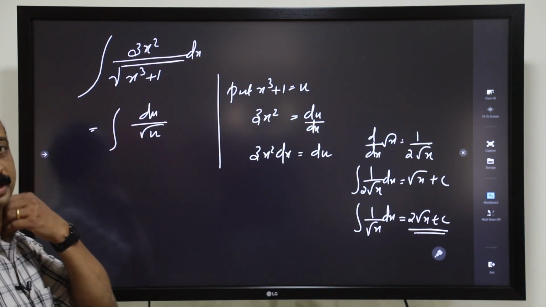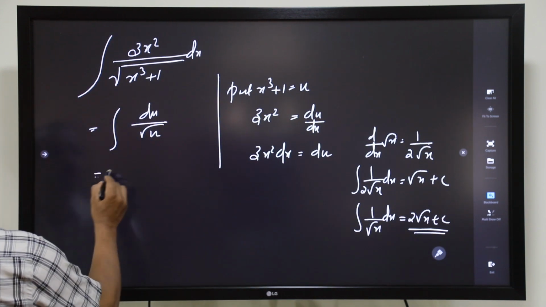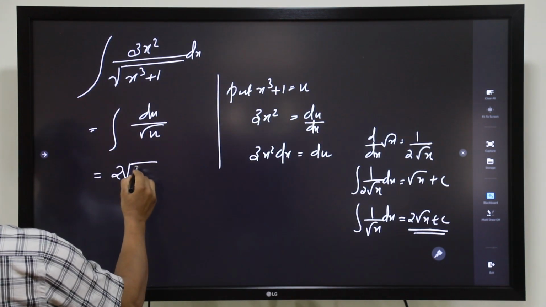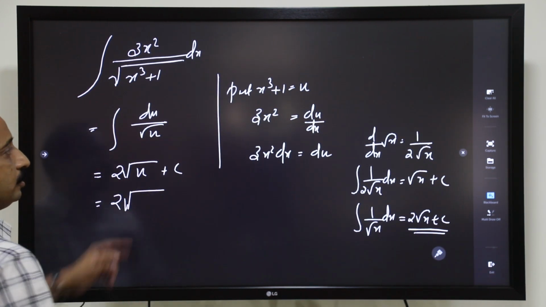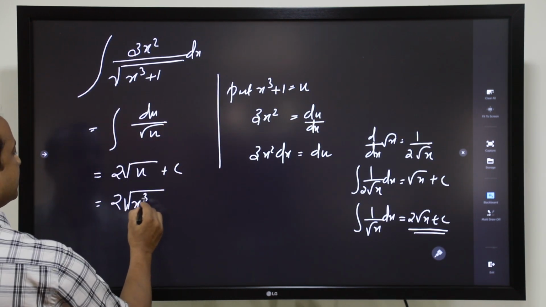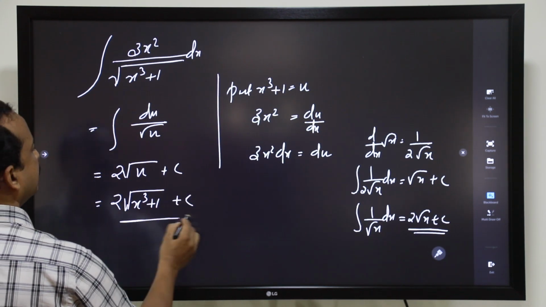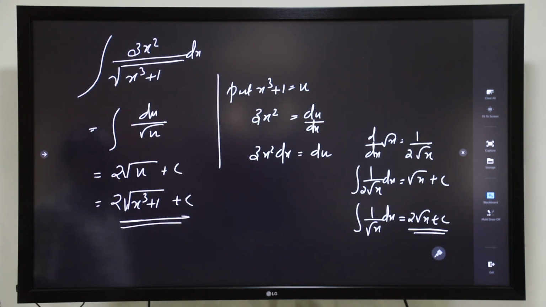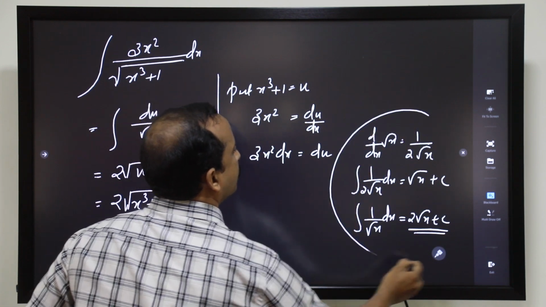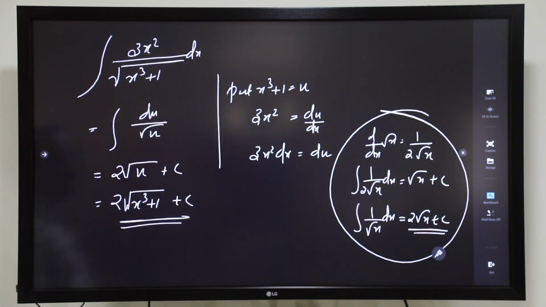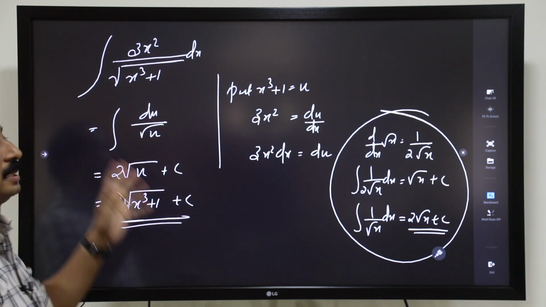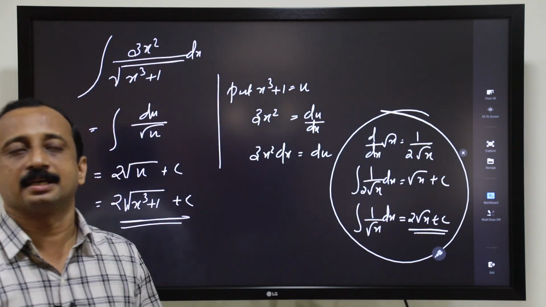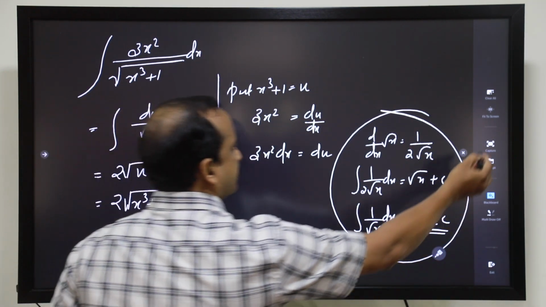Therefore the integral of 1 by root u is 2 root u plus c, which is 2 into root of x cube plus 1 plus c, since u is x cube plus 1. Therefore the integral of 3x squared by root of x cube plus 1 dx is 2 root of x cube plus 1 plus c. First of all, learn by heart the integral of 1 by root x, which is 2 root x plus c.